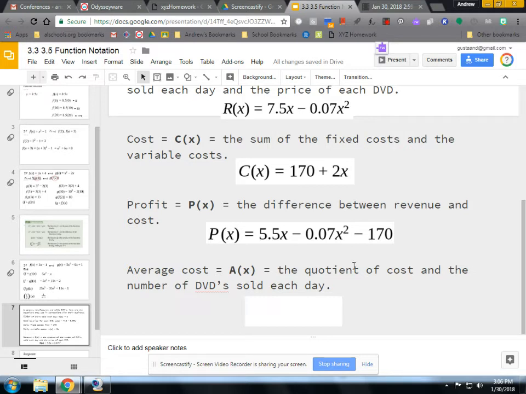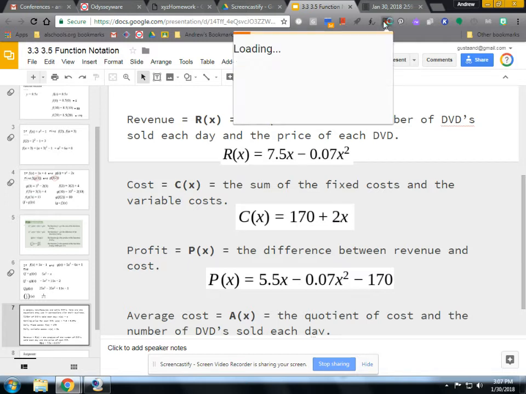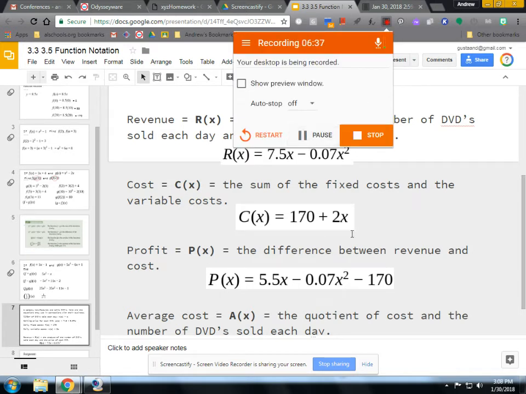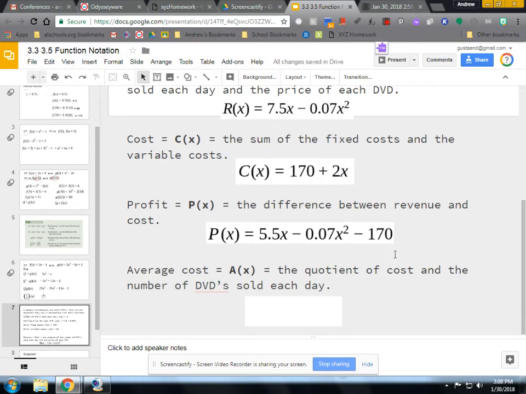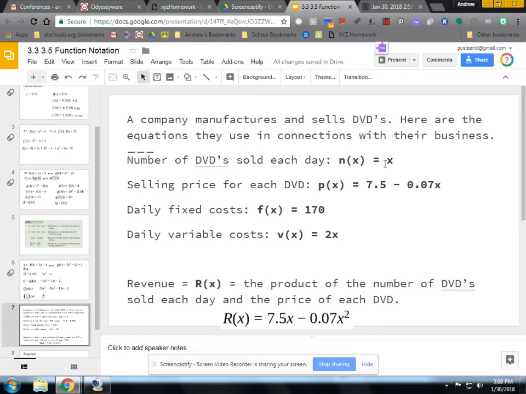So the average cost is the quotient. Quotient is division of the cost and the number of DVDs sold each day. So cost is right here, 170 plus 2x, and the number was x. Sorry about that. All right, we were doing average cost, quotient, division, cost, number of DVDs. So the cost was 170 plus 2x. The number of DVDs was x. So we're really just taking 170 plus 2x, and we're dividing it by x.